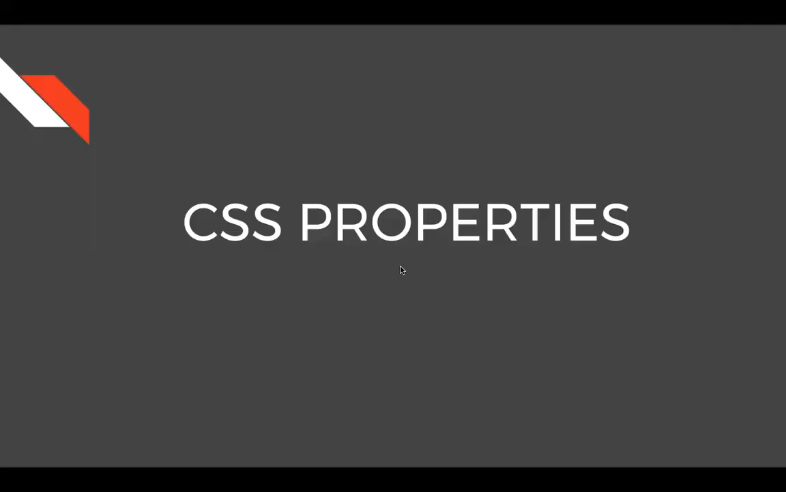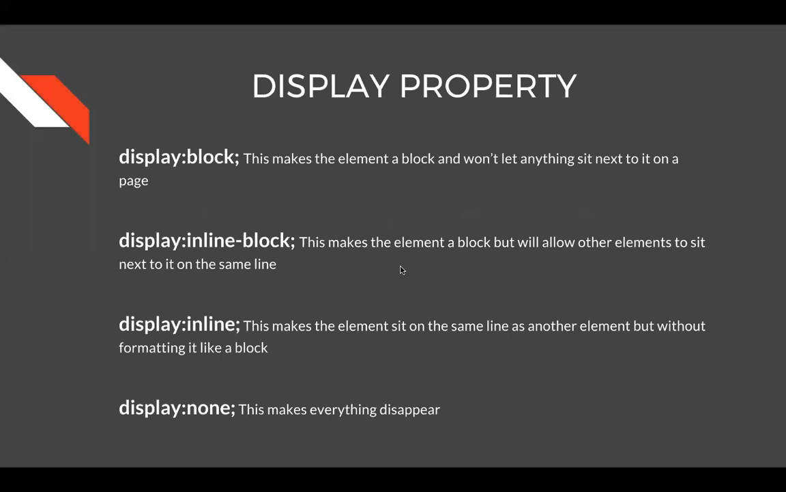So one of the different CSS properties that we'll go over is the display property. The display property has 4 values. We have block, inline block, inline, and none. Block makes an element a block and won't let anything sit next to it on a page. So let's pretend you had 2 images in a row. If they were in block display format, then one would go on the next line because they won't let anything sit next to it on a page. And by that, it means a row.